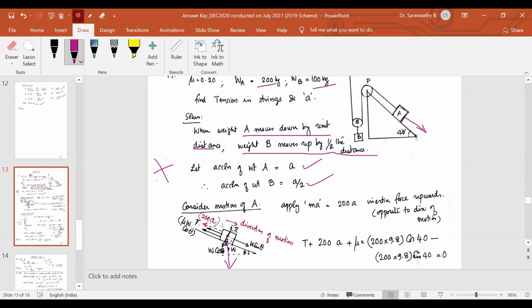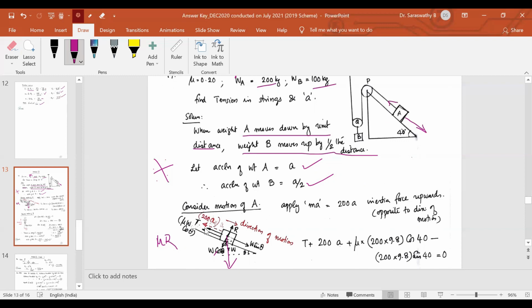So the normal reaction will be acting perpendicular to this plane. Since it is moving downward, there will be frictional force, acting in the upward direction along the plane. Frictional force is nothing but mu R. Now looking into this, R is equal to W cos theta, isn't it? So the frictional force is mu R, or mu W cos theta. Now the tension in the string will be acting like this. So this is the tension in the string.